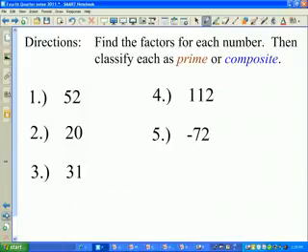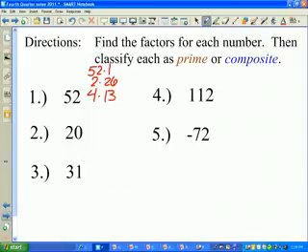So just to test out to make sure everybody knows what they're doing, we want to find the factors for each number, then classify each as prime or composite. Starting with number 1, the number 52. What are my factors for 52? Right away, a lot of people told me 52 times 1 because it was easy. The other one would be 2 times 26. And we also can say 4 times 13.